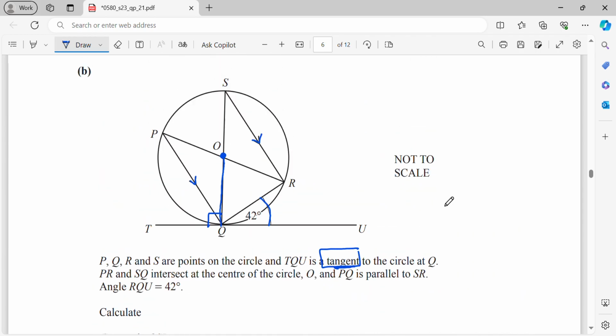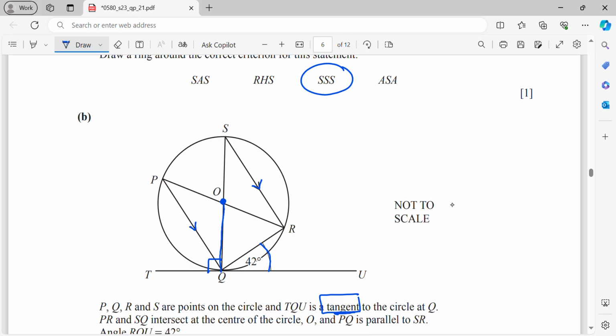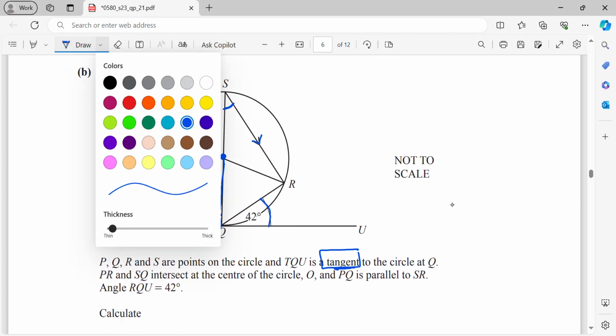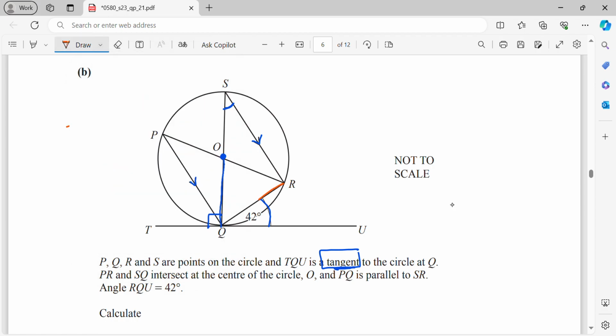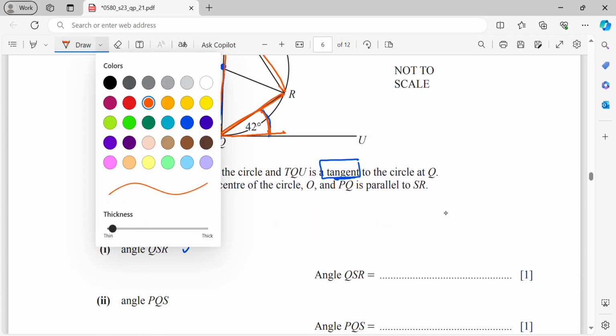Angle QSR. QSR is basically here. So now when you look at this circle, this angle RQU is 42 degrees, QR is the chord of the circle, and this QSR is basically the angle subtended by the chord. Therefore, it is the same as 42 degrees. So here I will just write 42 degrees.